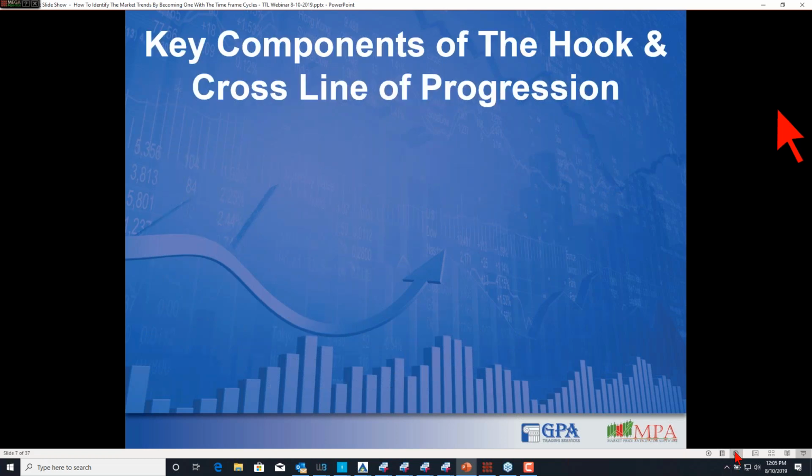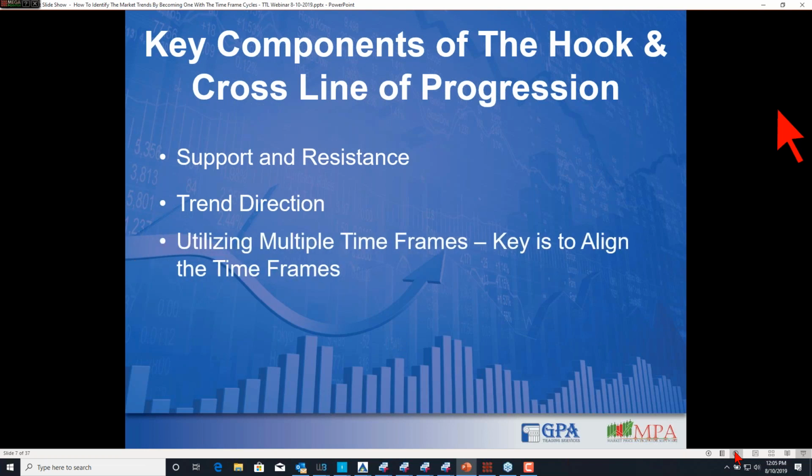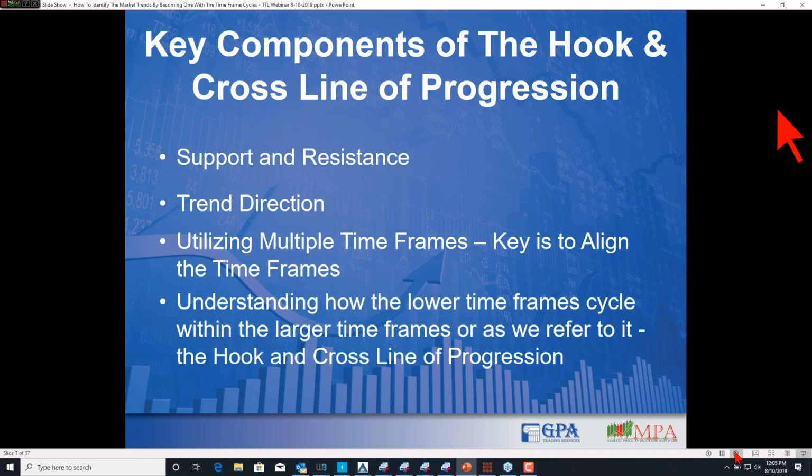Now, what are the components of the hook and cross line of progression? This is really going to amaze you how this system works, what a hook and cross is, what it implies, and how you can capitalize upon it. First is support and resistance. Everybody needs to know support and resistance. Trend direction. Key component is utilizing multiple time frames, but the key to that is aligning those time frames first. And then lastly, of course, is understanding how the lower time frames cycle within the larger time frames, and we like to refer to that as our hook and cross line of progression.